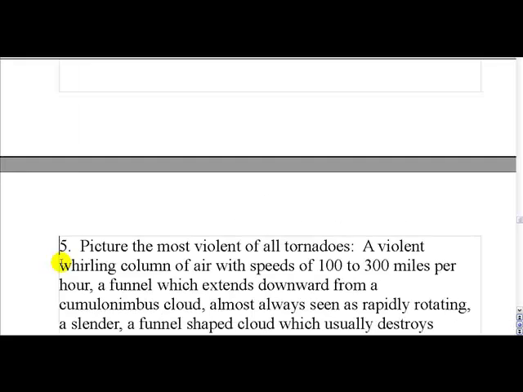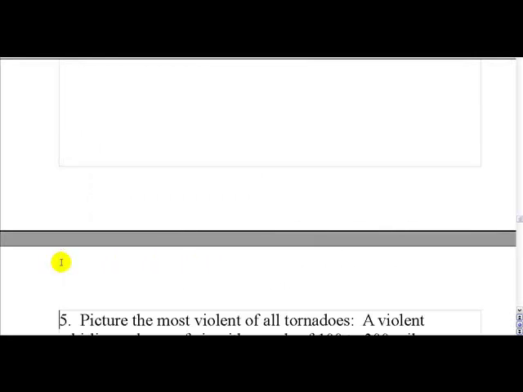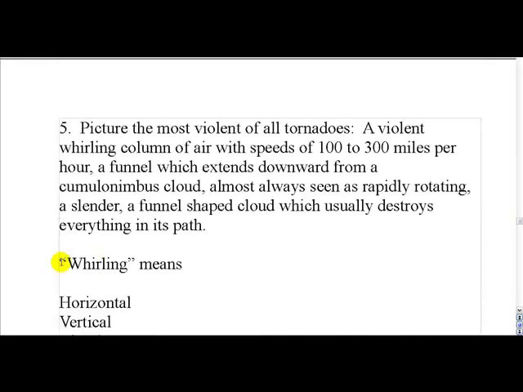Let's go down to the next page. It says, picture the most violent of all tornadoes. A violent whirling column of air with speeds of 100 to 300 miles per hour, a funnel which extends downward from a cumulonimbus cloud, almost always seen as rapidly rotating, a slender, funnel-shaped cloud which usually destroys everything in its path. So you see the words, the most violent of all tornadoes, a violent whirling column of air.